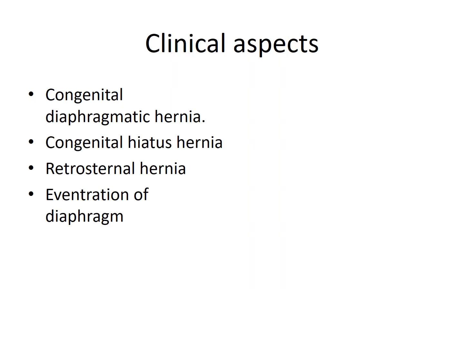Having known how the diaphragm develops from the embryonic structures, if improper development of the diaphragm happens, then what are the congenital anomalies related to it? First one is congenital diaphragmatic hernia. Next is congenital hiatus hernia, retrosternal hernia, then eventration of diaphragm.